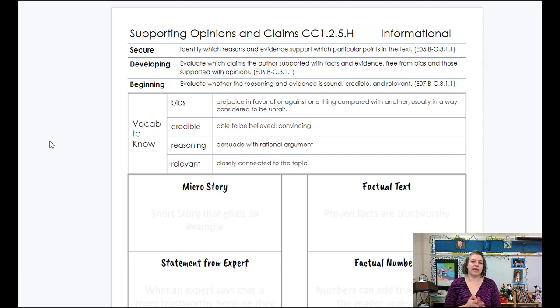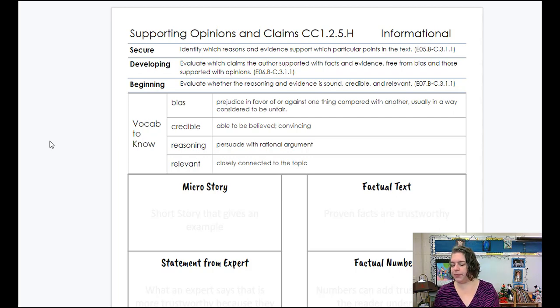So our secure skill is identify which reasons and evidence support which particular points in the text. But then we're also looking at evaluating which claim the author supported with facts and evidence, free from bias, and those supported with opinions. And beginning, evaluate whether the reasoning and evidence is sound, credible, and relevant.